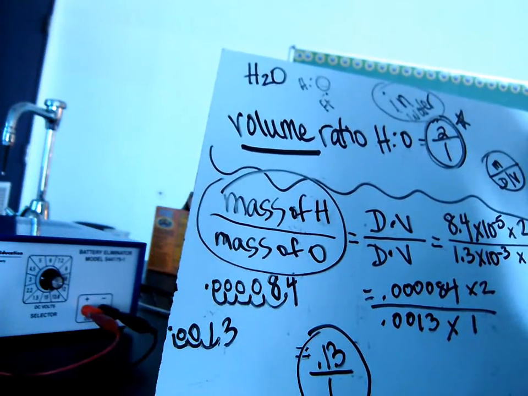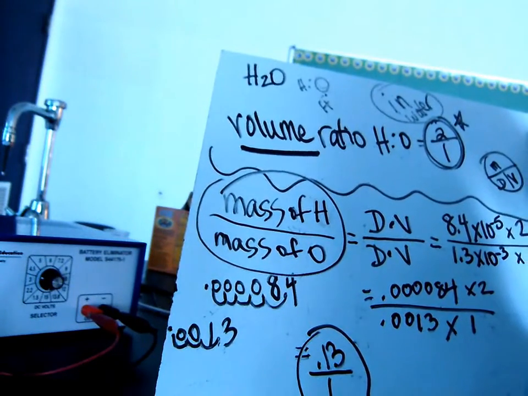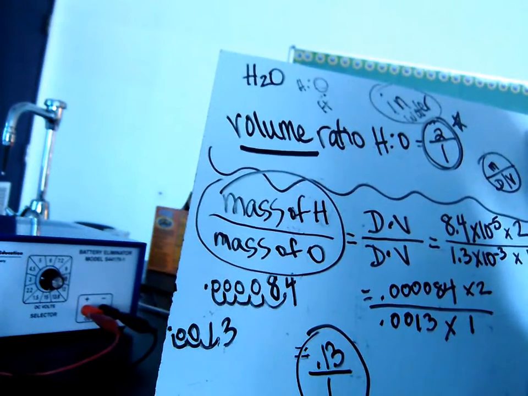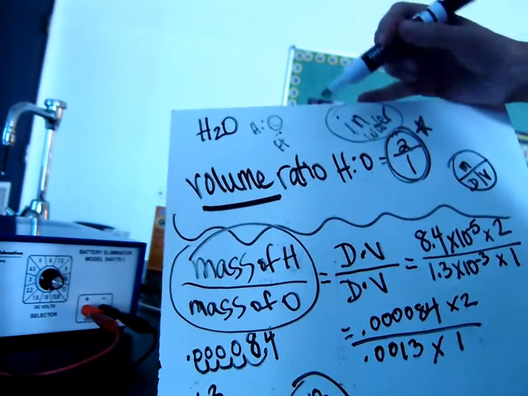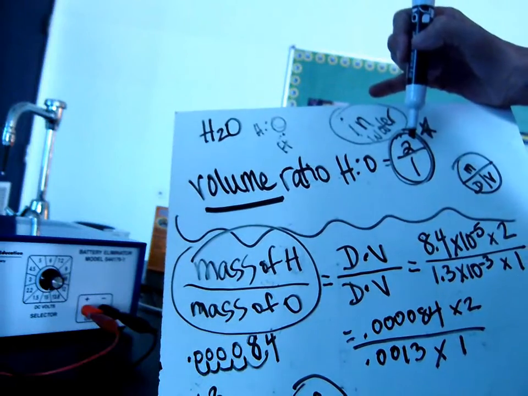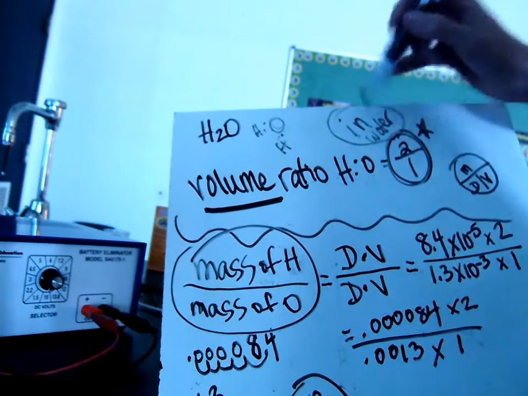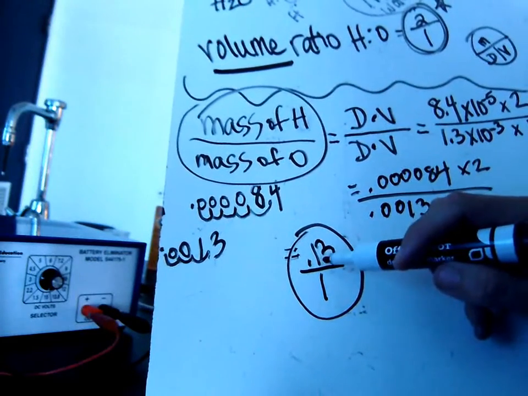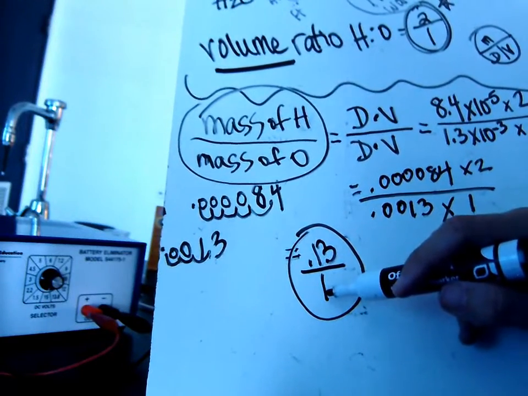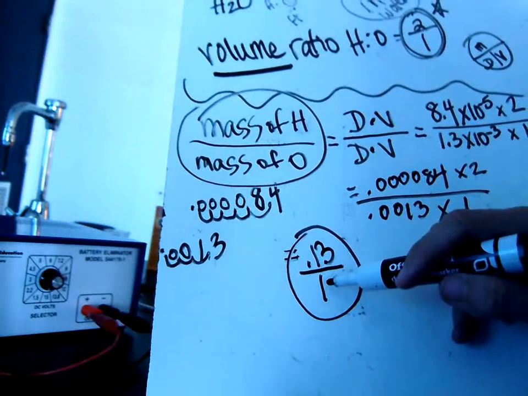However, if I want to compare the masses of those two, it doesn't matter that I have twice as much feathers, because that lead is significantly heavier than those feathers, no doubt. So even though the volume ratio tells us there's twice as much hydrogen that's produced, that hydrogen is really light. It's really, really, really light compared to the mass of the oxygen.